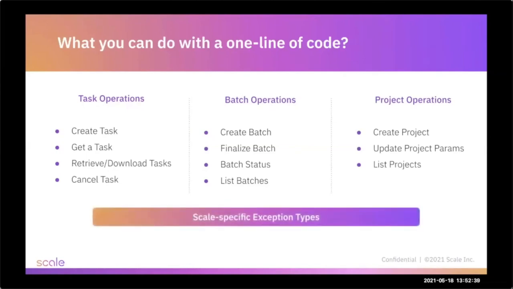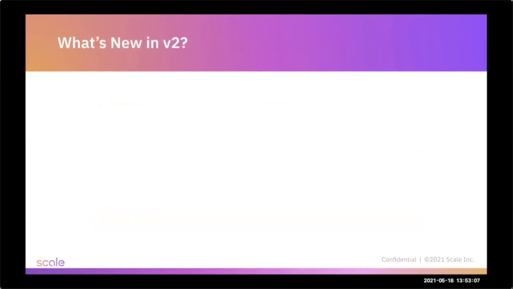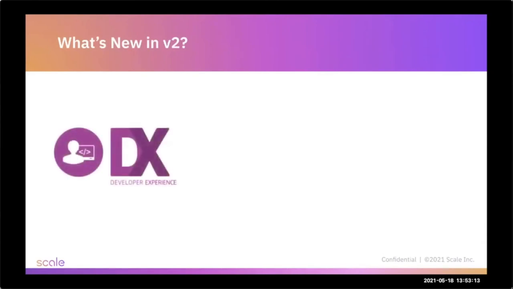We have a great foundation, which helps us provide Scale-specific exception types when you're dealing with the API, and our HTTP handlers provide auto retry. We know that a lot of the time you can have network issues which can interrupt you during your operations while interacting with the SDK, and those handlers provide auto retry so that you're not losing any work. Especially with the latest version that we released last month, we are bringing a new level of developer experience.